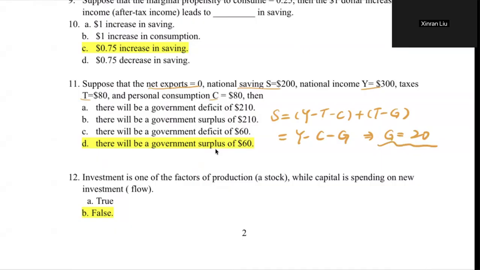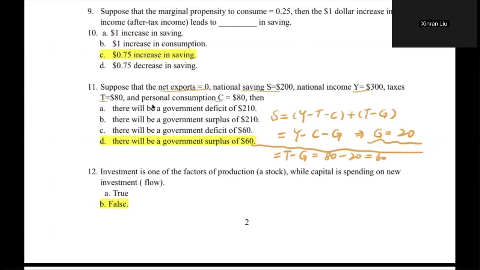And what is the government surplus? It's just T minus G, where you know what G is, right? You know what T is. So it's just 80 minus 20. So here you have the government surplus of 60. This question is also a homework question, homework 2, okay? But maybe some of you made mistakes.